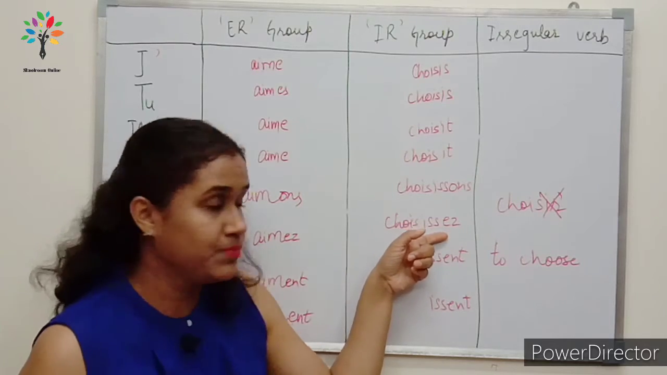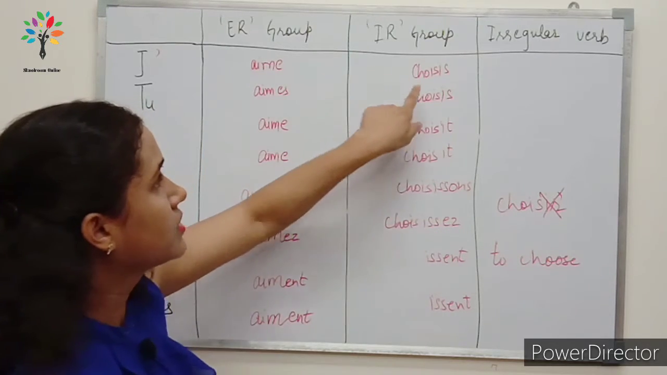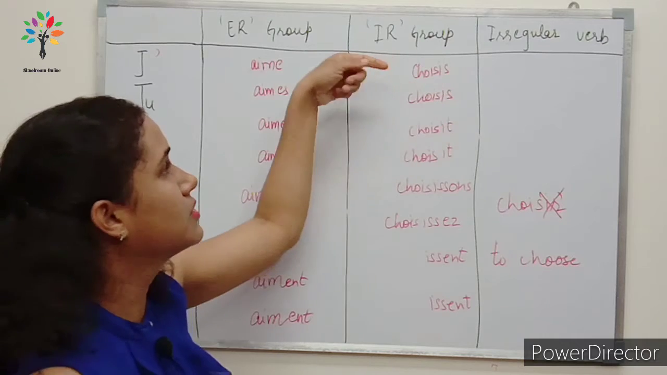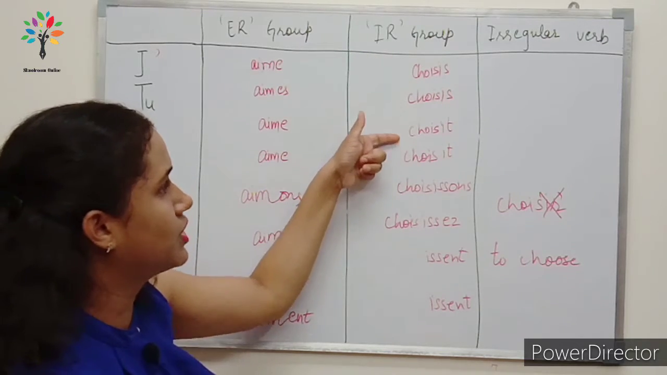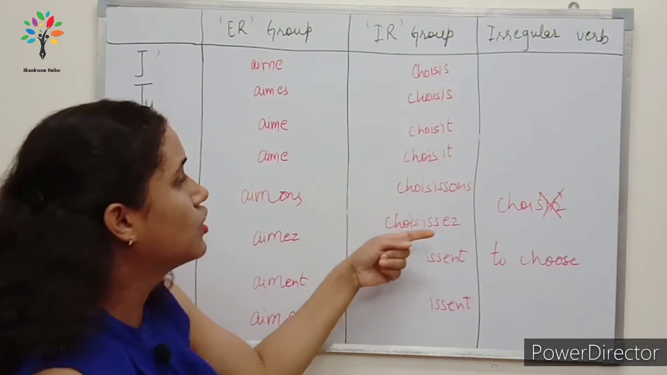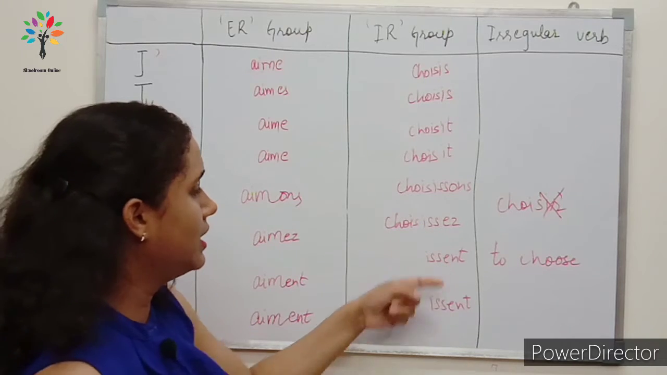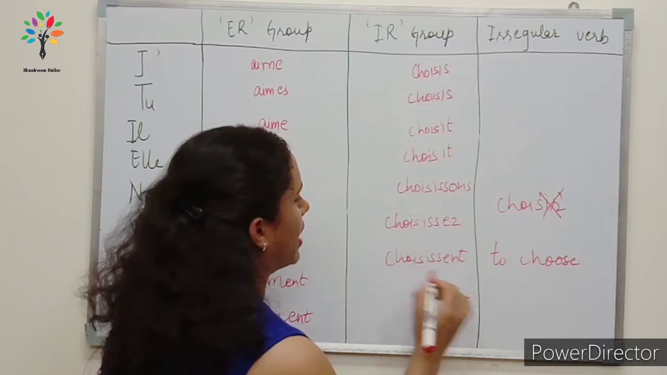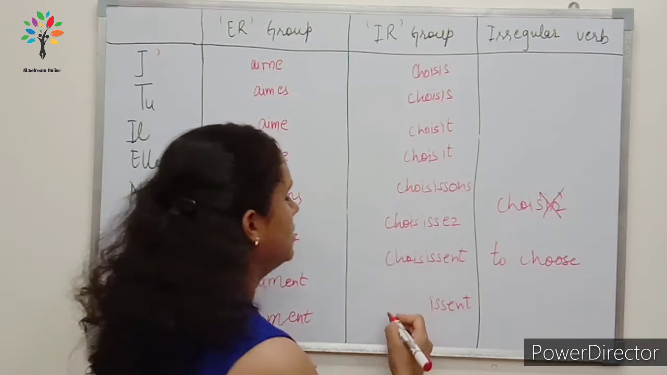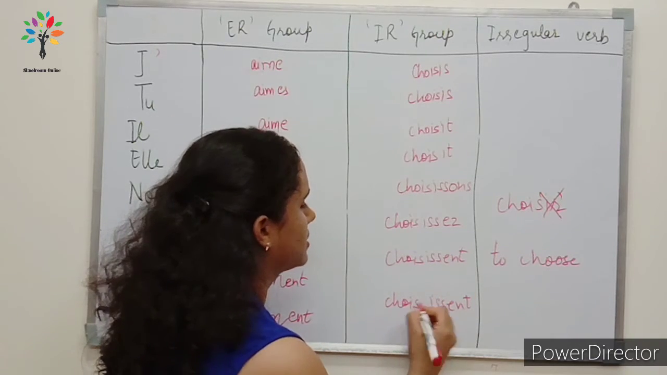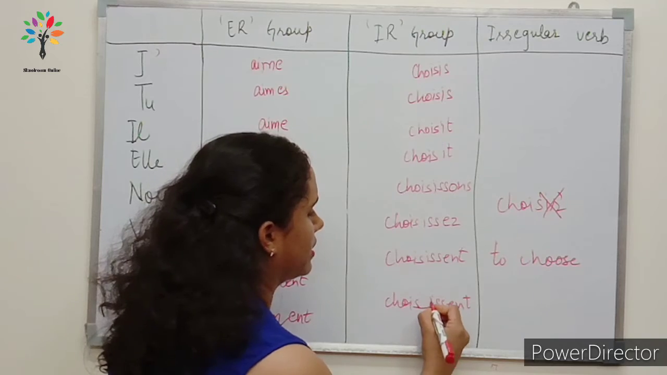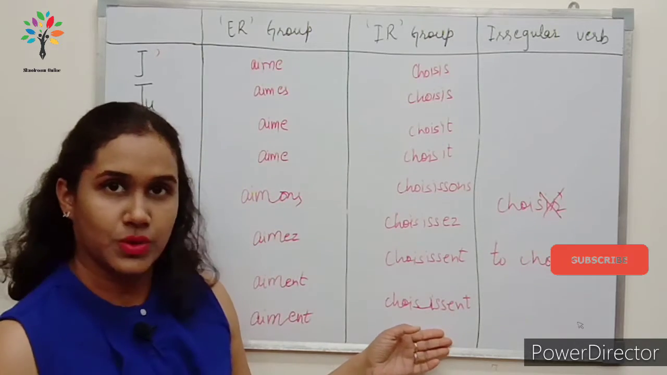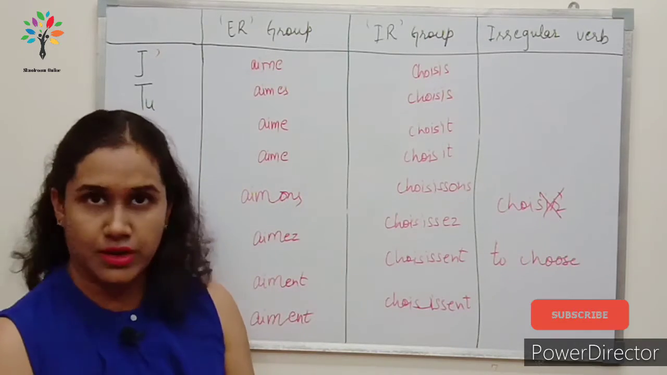Once again: je choisis, tu choisis, il choisit, nous choisissons, vous choisissez. And with ils and elles, it will become choisissent. I hope this is more clear now.